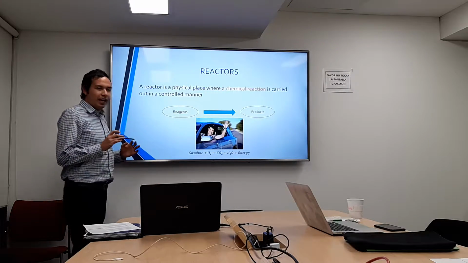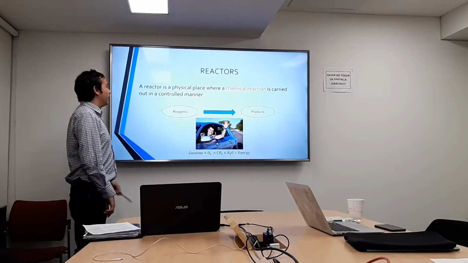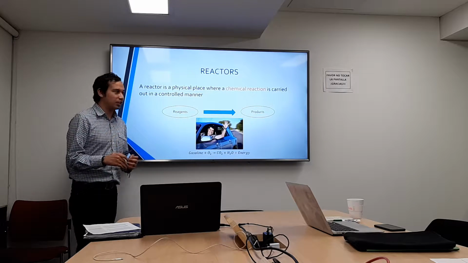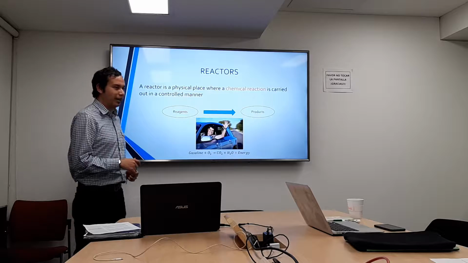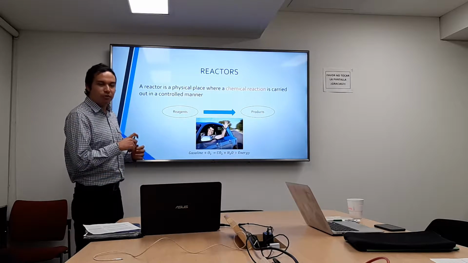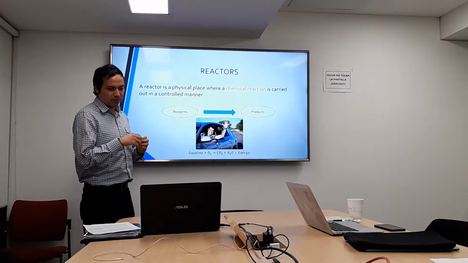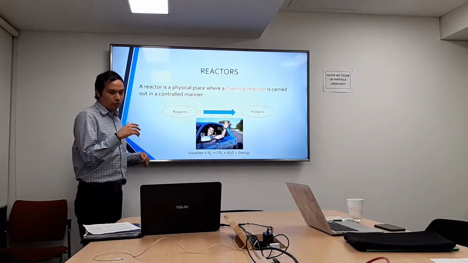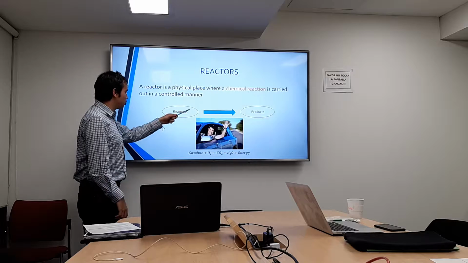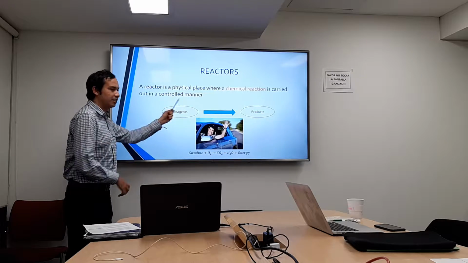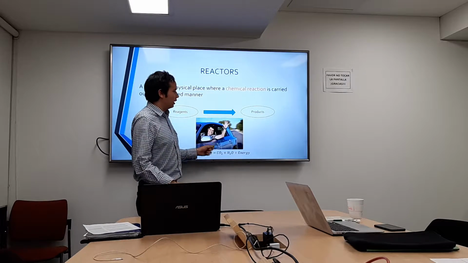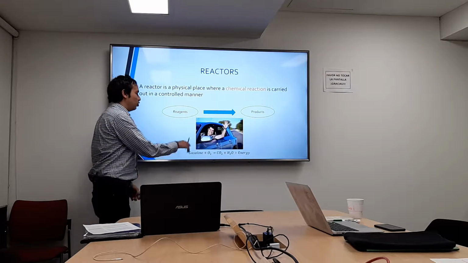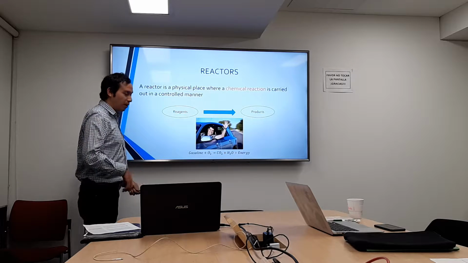So, to define a reactor in simple words, a reactor is a physical place where a chemical reaction is carried out in a controlled manner. Now, let me elaborate on the concept of chemical reaction. A chemical reaction is the process through which one or more substances called reagents are transformed into one or more products. Let me go back to the first example I presented.